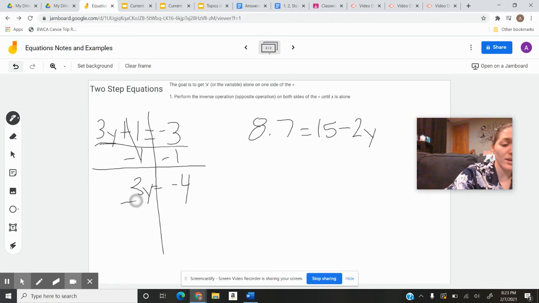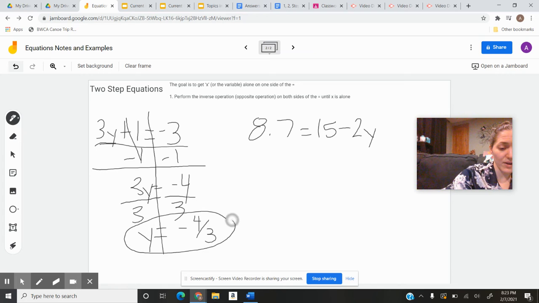Okay, so now I have 3y equals -4. I need to get rid of this times 3, and I'm going to do that by doing the opposite, and that's dividing by 3. And now I have y equals -4/3, and that's absolutely okay if your answer is a fraction. On the AccuPlacer, they might have your answer be a fraction, and you actually want to keep it as a fraction instead of a decimal because it's just more accurate.